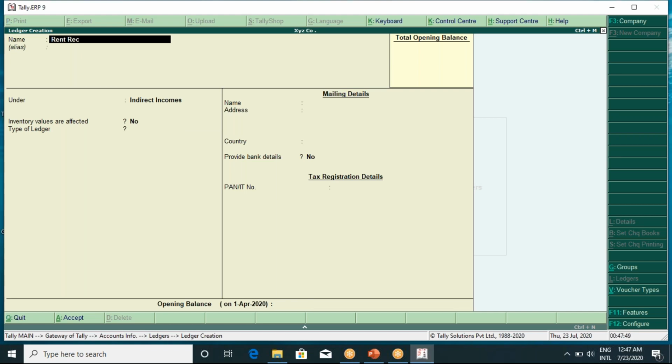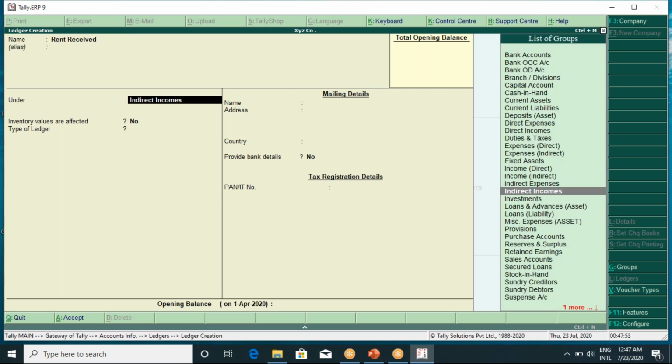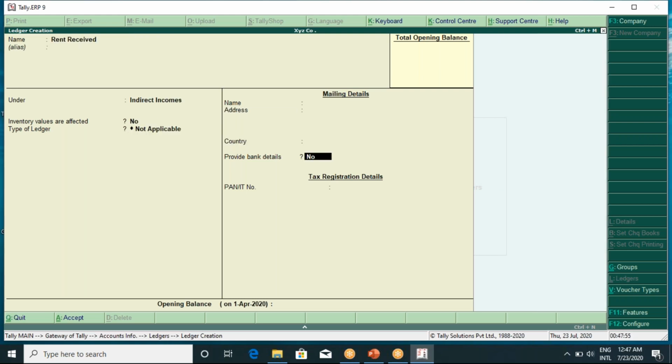Rent received is an indirect income. In case, suppose you have part of a place, you may have provided some portions of your building for rent, so you get the rent amount received, and so it is treated as an income. Next one, dividend received.